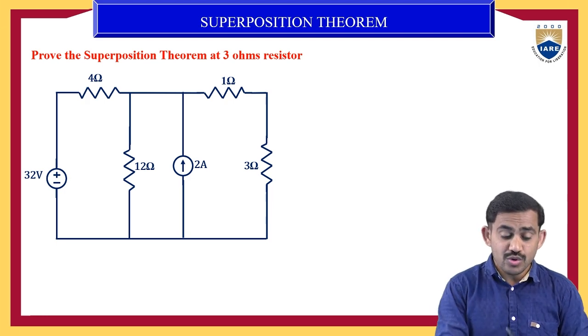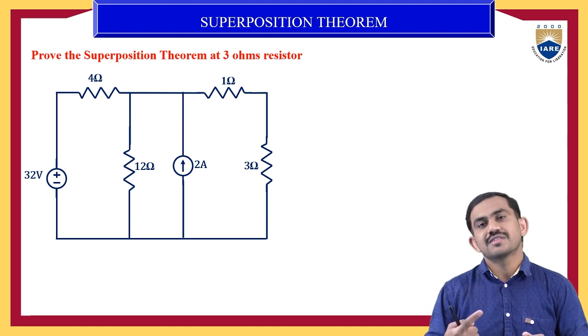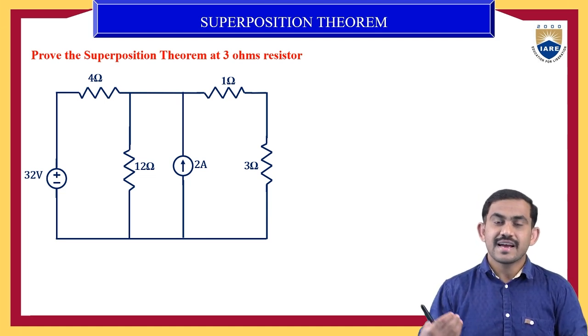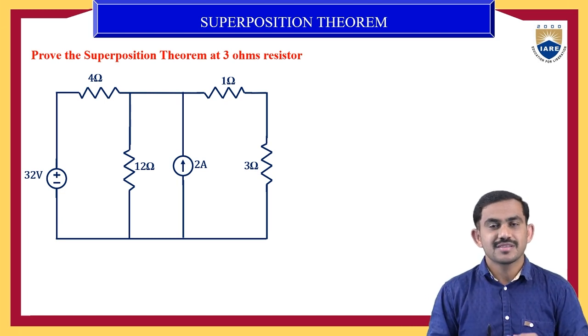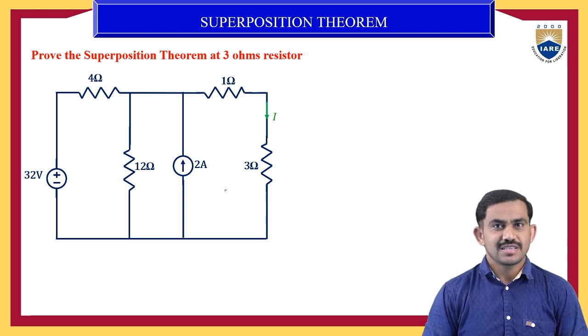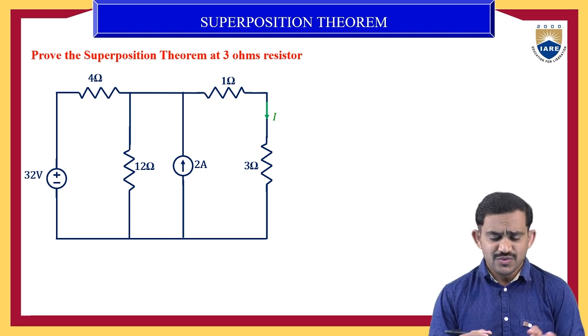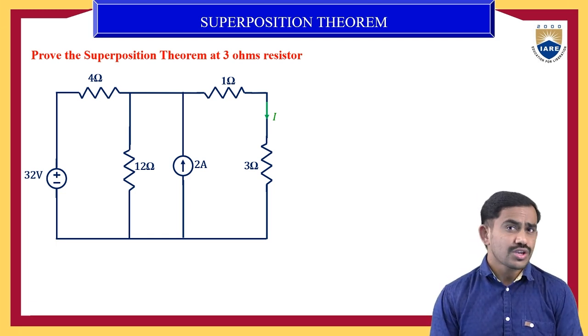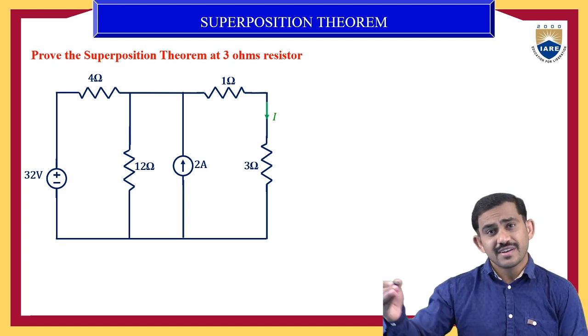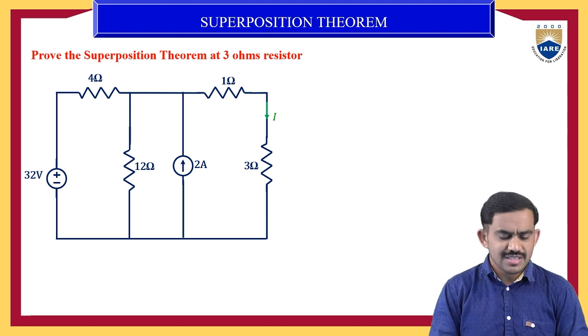But here I want to prove the superposition theorem. That means I need to find the I value, the I1 value, and the I2 value, so I need to prove I equals I1 plus I2. This is my problem now. I need to find I in the 3 ohm branch. Using any method like mesh analysis, supermesh analysis, nodal analysis, or source transformation, you can find the I value directly. Here we don't have any rules. If you want to find I1, I2, then we have the rules, but for this we don't have any rules.